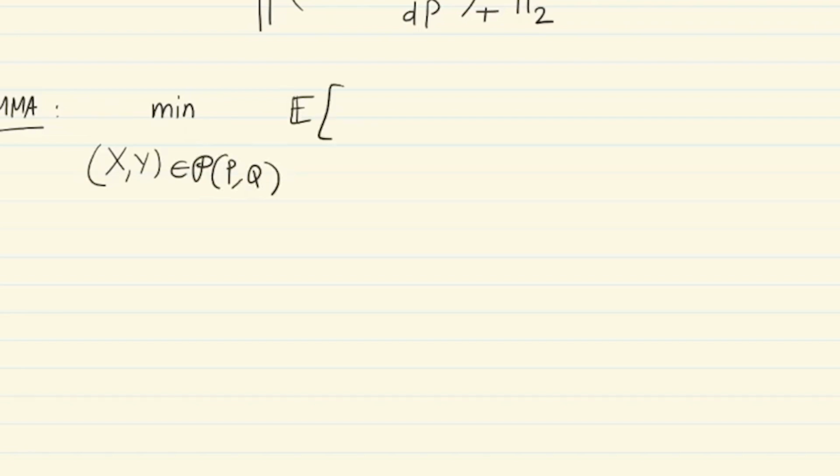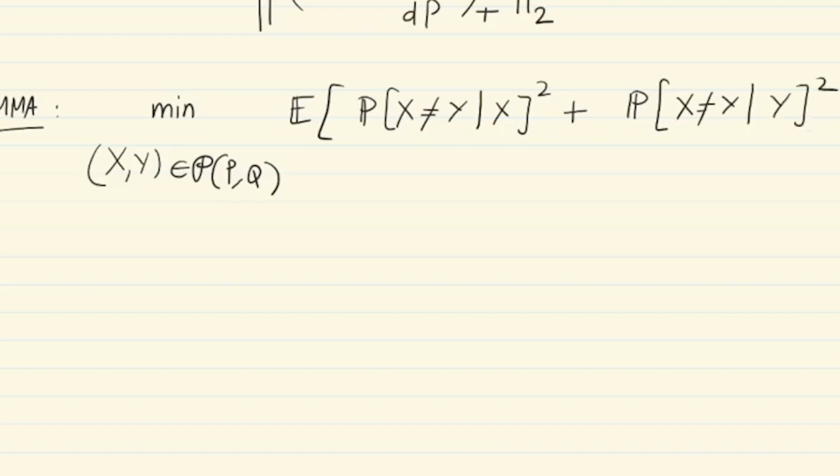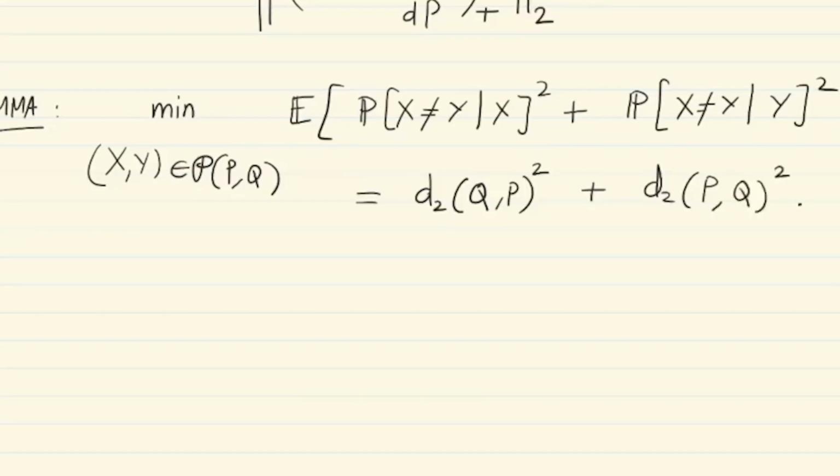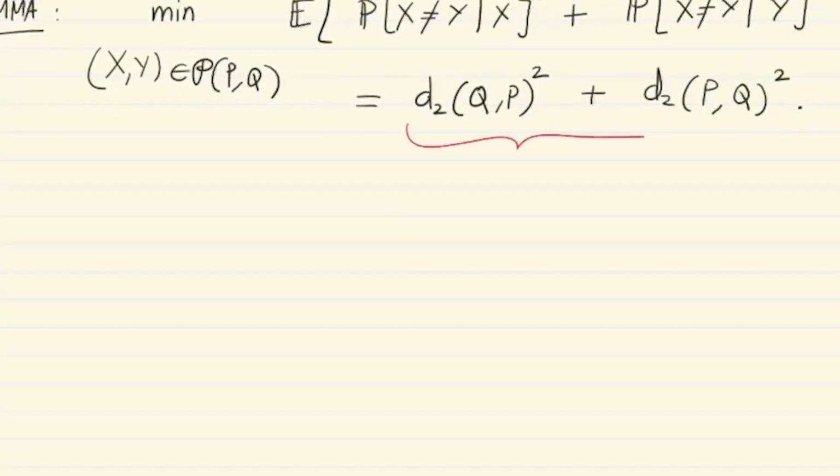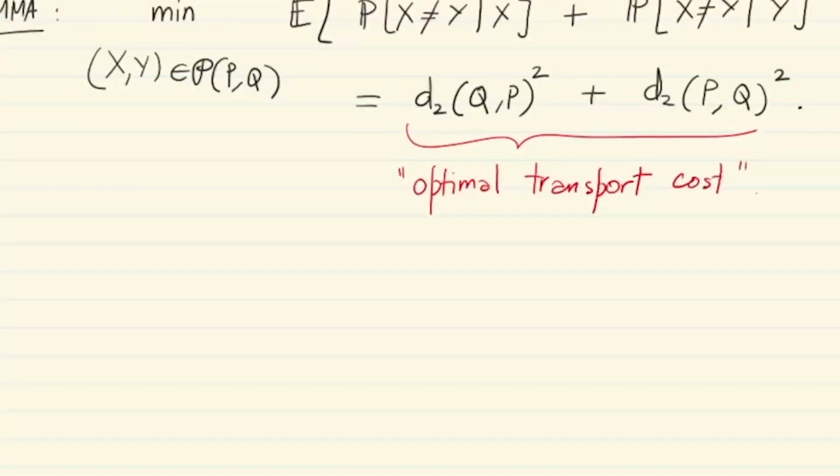such that the least value of E[P(X not equal to Y given X)^2 + P(X not equal to Y given Y)^2] equals d2(q,p)^2 plus d2(p,q)^2. Okay, this is actually optimal. So it basically says that d2(q,p)^2 plus d2(p,q)^2 is in some sense an optimal transportation cost. It's the solution to a transportation cost problem, because the left hand side is a variational problem over all couplings of p and q.